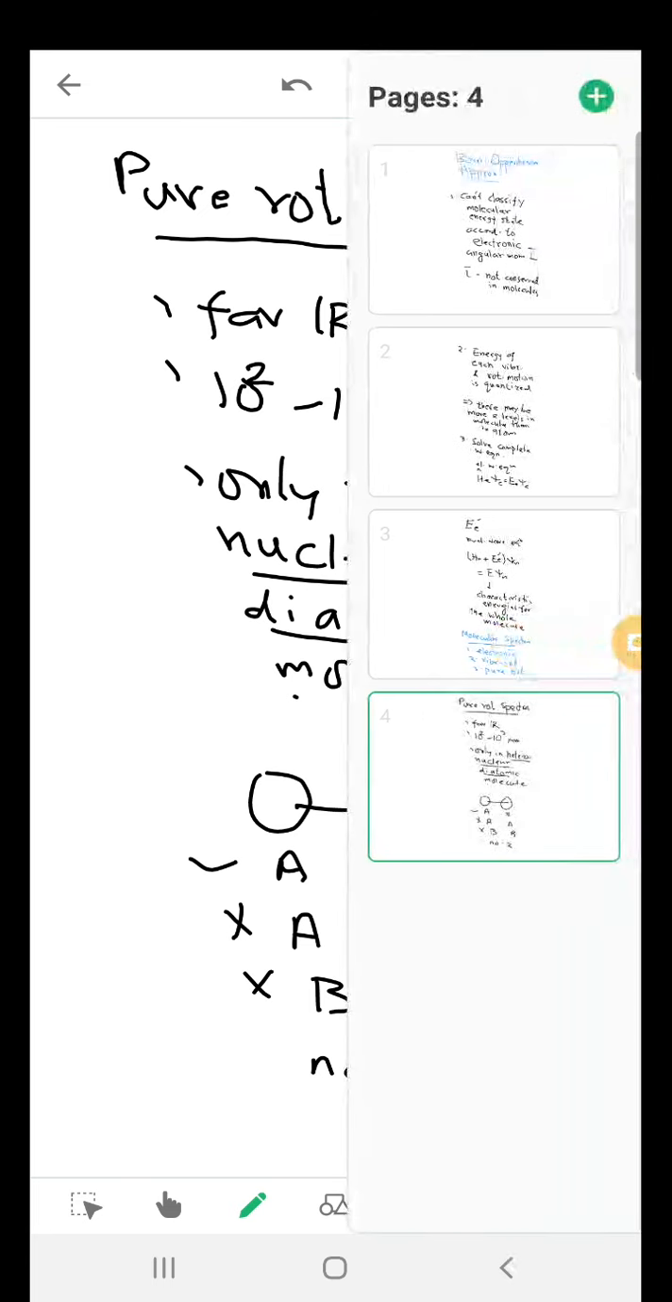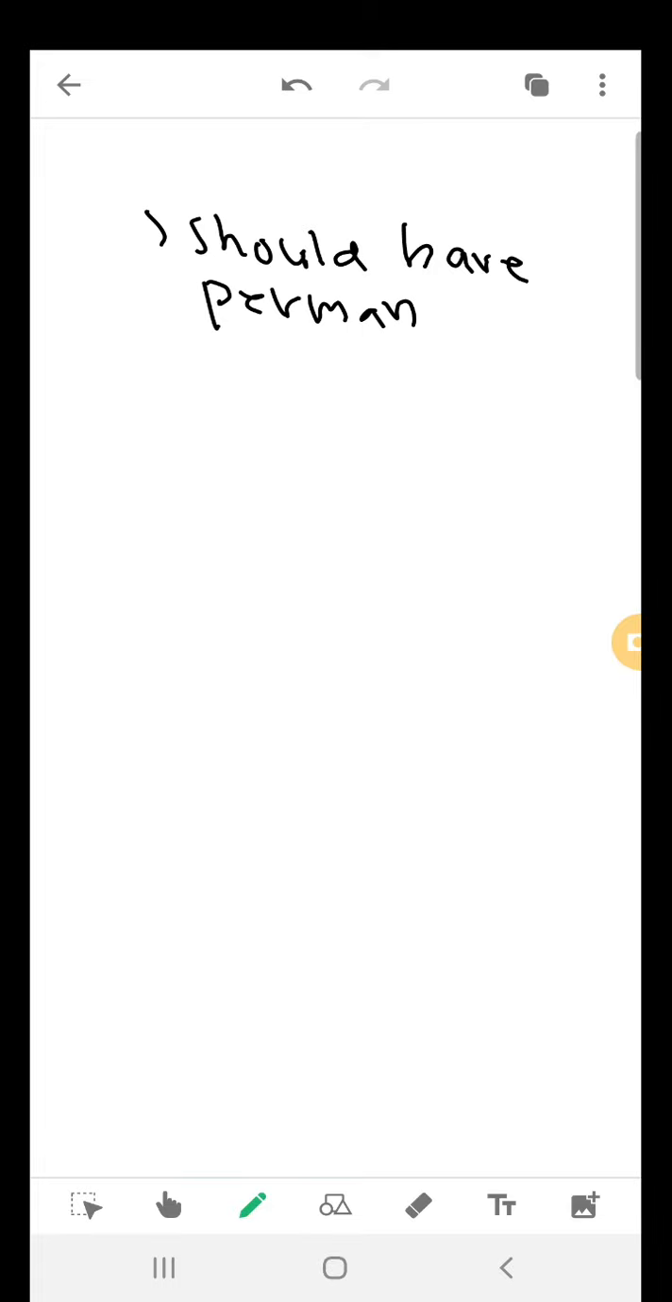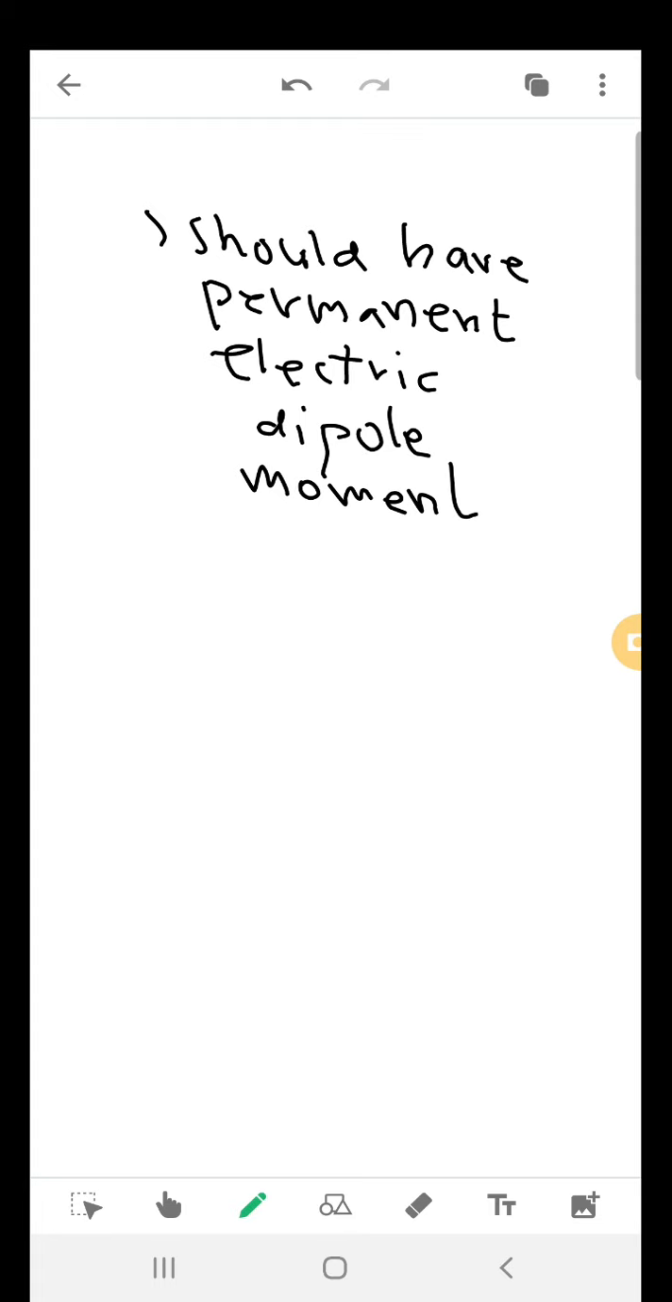And another condition for the pure rotational spectra is they should have a permanent electric dipole moment, and can absorb or emit electromagnetic radiation in such transitions.